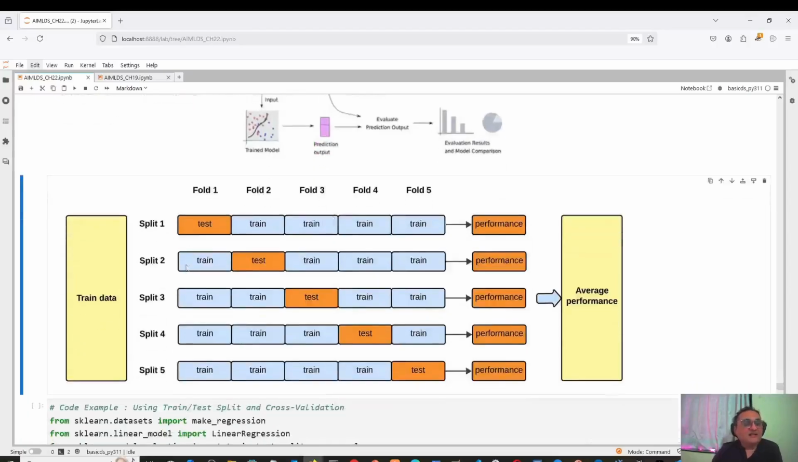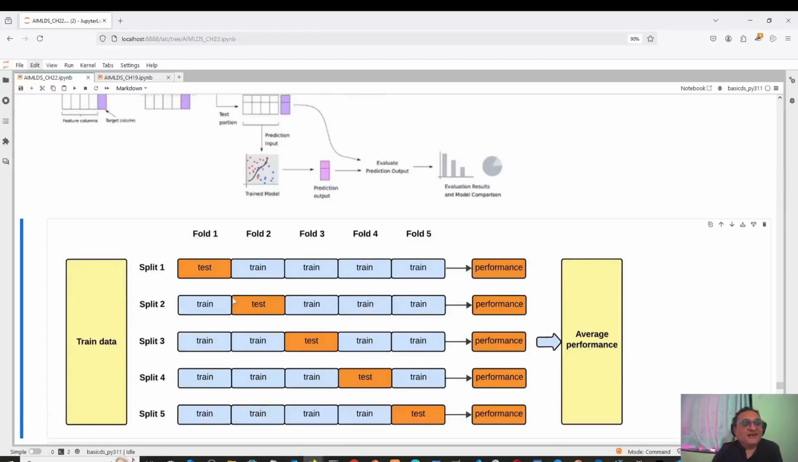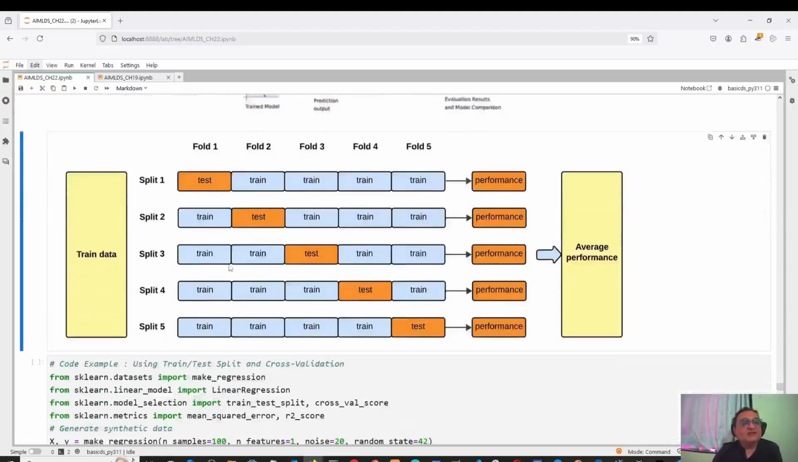Next time you do split 2, and at that time you take the train set as fold 1, 3, 4, and 5. These are taken as the folds, and the test set is the second fold. Then in the third split, the train set is the first, second, fourth, and fifth folds, and the third fold, the central 200 rows, is your test set.